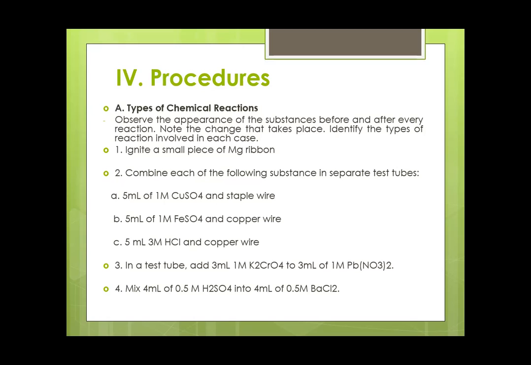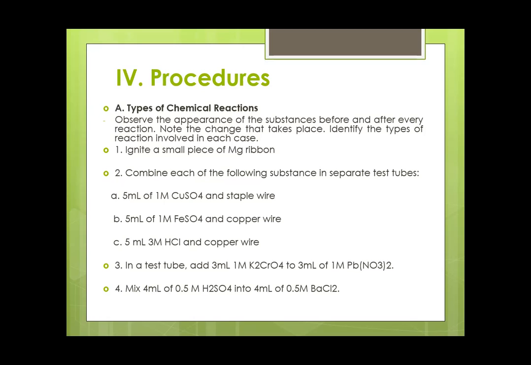Number 2. Combine each of the following substances in separate test tubes. A. 5 ml of 1M CuSO4 and staple wire. B. 5 ml of 1M FeSO4 and copper wire. C. 5 ml 3M HCl and copper wire.